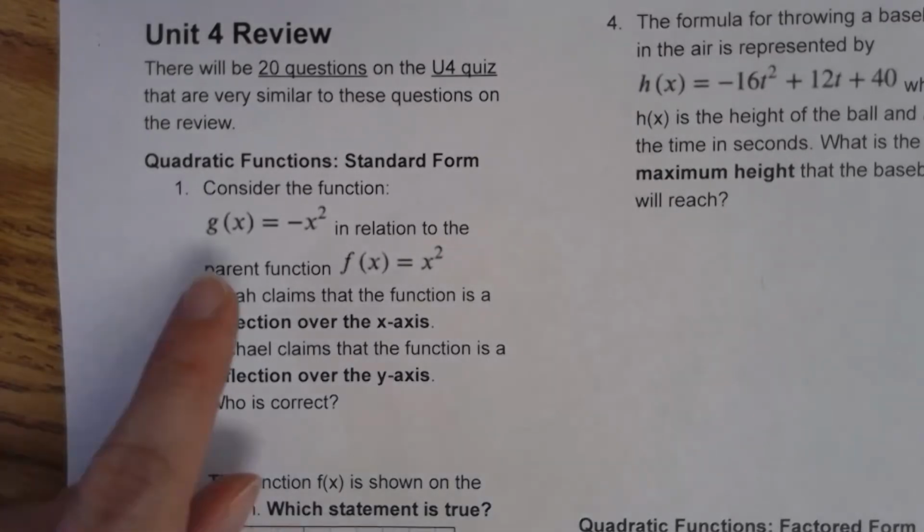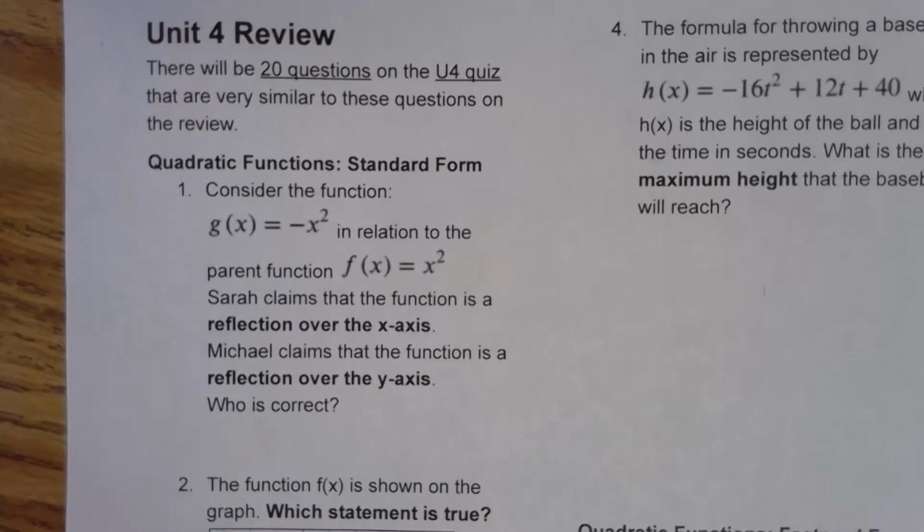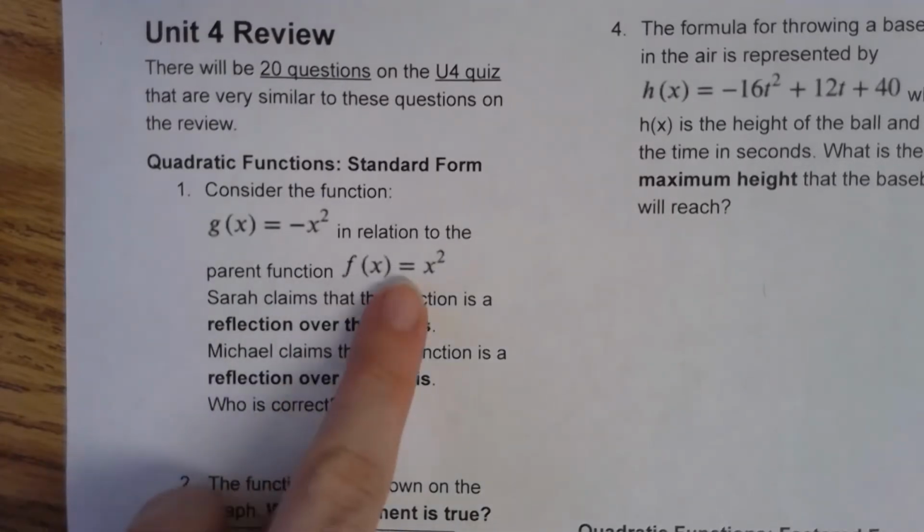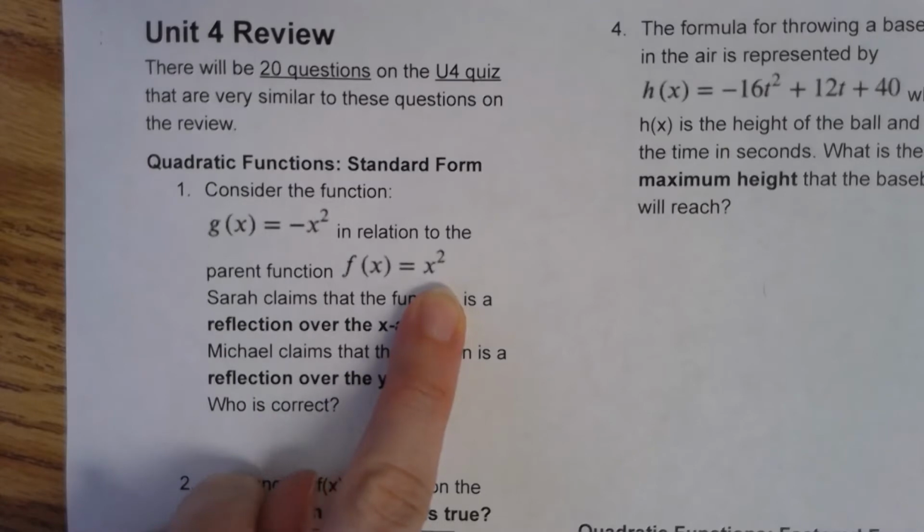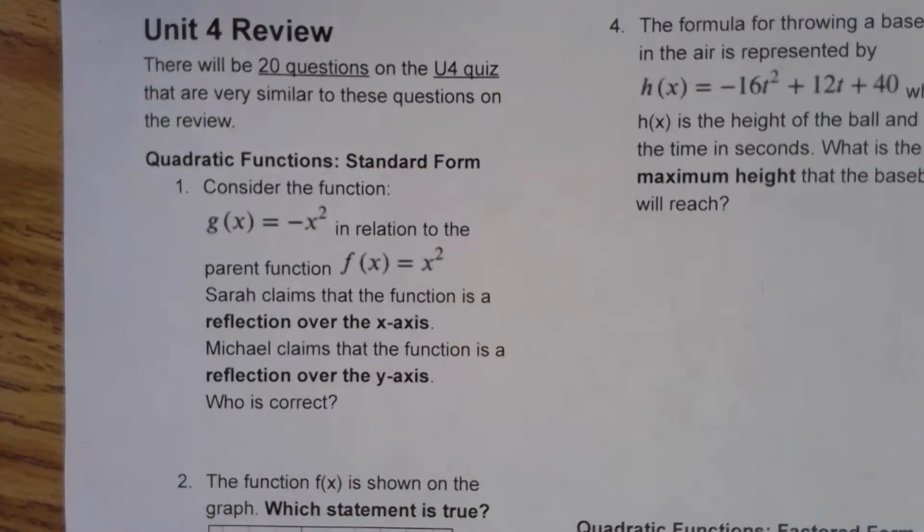Consider the function g of x equals negative x squared in relation to the parent function f of x equals x squared. So that's the parent function of a quadratic. Sarah claims that the function is a reflection over the x-axis, and Michael claims that the function is a reflection over the y-axis. So you can draw yourself a picture or even use the graphing calculator.